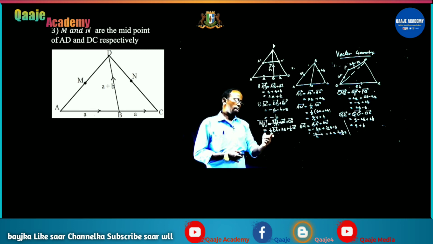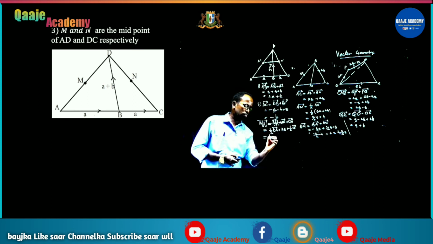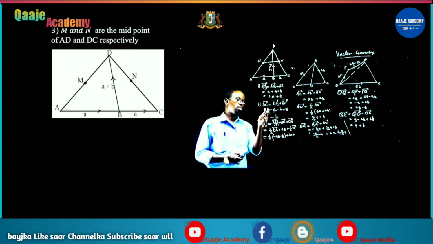So therefore, DA, we know AD is 2A plus B. So DA will be the reverse. That is minus B minus 2A. So this will be half bracket minus 2A minus B, plus 2A, plus half CD. CD is this one. DC is minus B. So the reverse will be CD. That will be plus B.